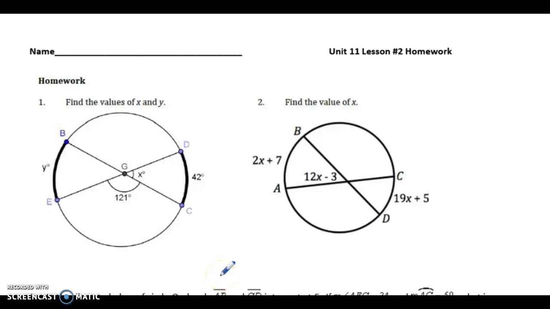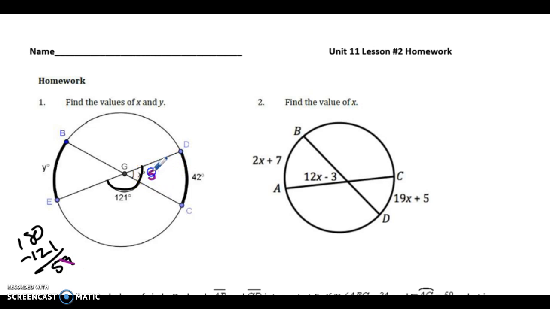All right, Unit 11, Lesson 2. Question number 1 and 2 say find the values of x and y. So in question number 1, I see that I have a diameter going from E over to D, and so these two angles would be supplementary. They would add to 180. So I could easily find angle x by doing 180 minus 121, and I get 59 for that.